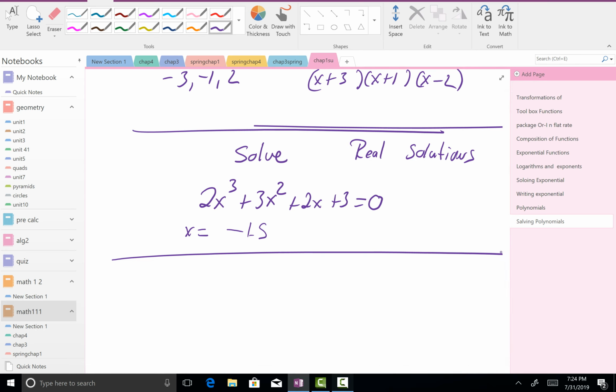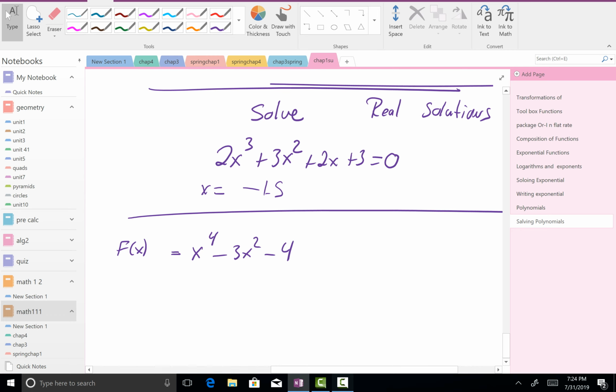Okay, let's graph this. x to the fourth minus 3x squared minus 4. We're going to graph this one. I'm going to wait for you to graph it, and then I'm going to graph it with you.